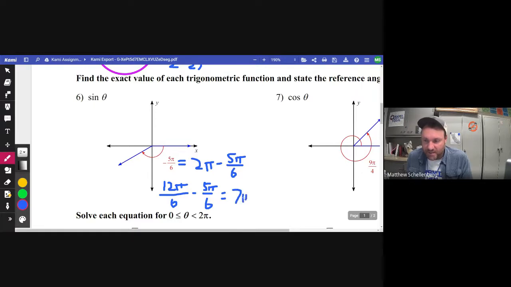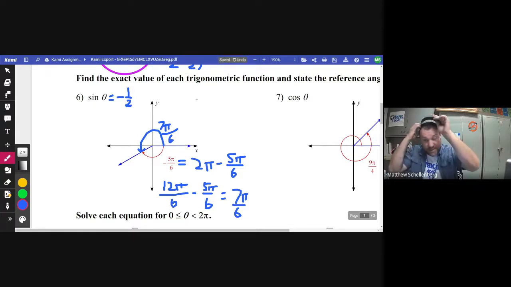So that is the reference angle. And that means that this right here, this angle, is 7 pi over 6. And now, again, if we have our unit circle, that's really nice because that's one of them that's on there. And at 7 pi over 6, the sine is negative a half. Yay.